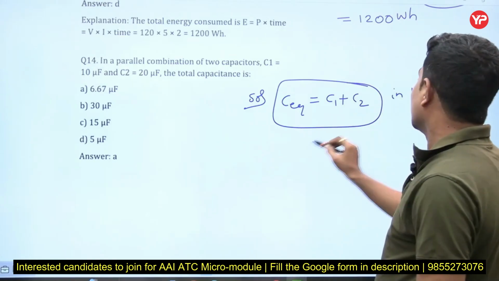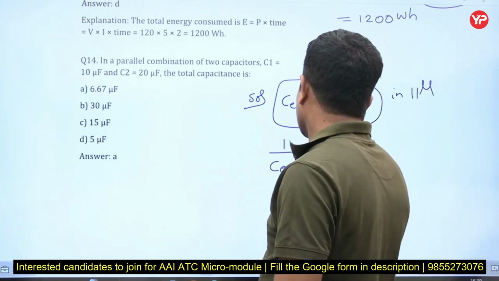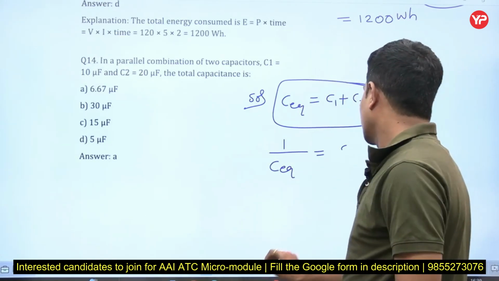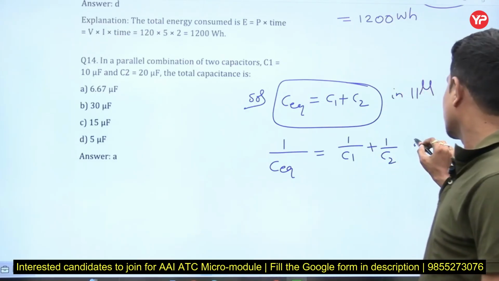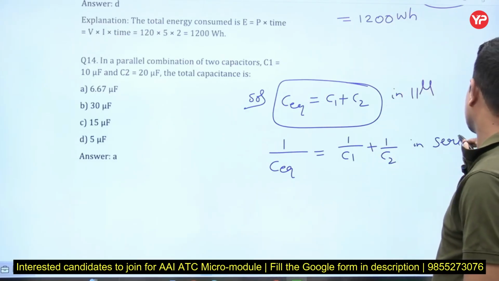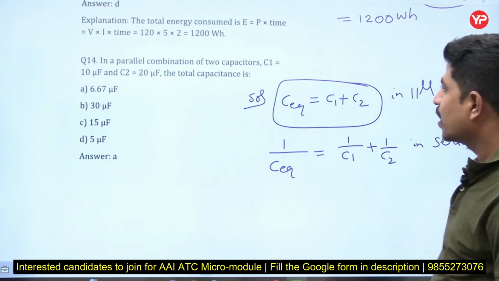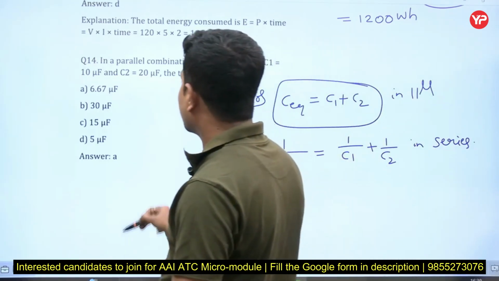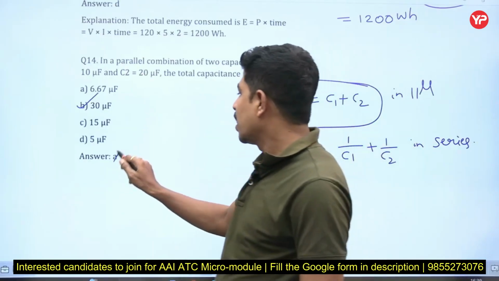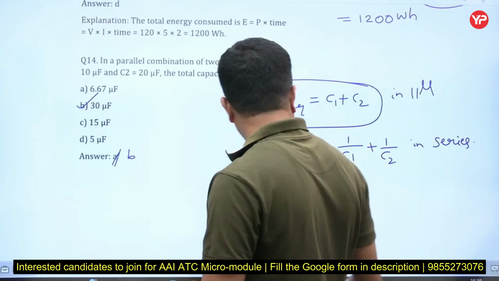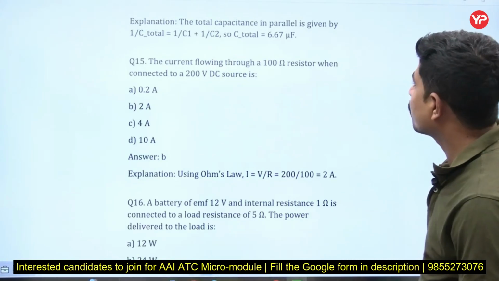So this is capacitance in parallel. If capacitances are in series, then 1 by C equivalent is equal to 1 by C1 plus 1 by C2. This is in series. Here, C1 plus C2, 10 plus 20, how much is it? 30 microfarads. It is not A, it is B. Option is B, right?